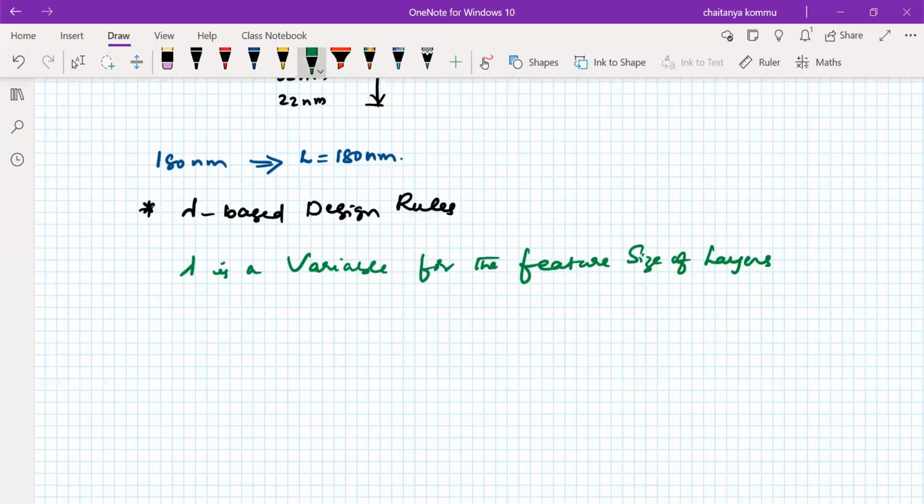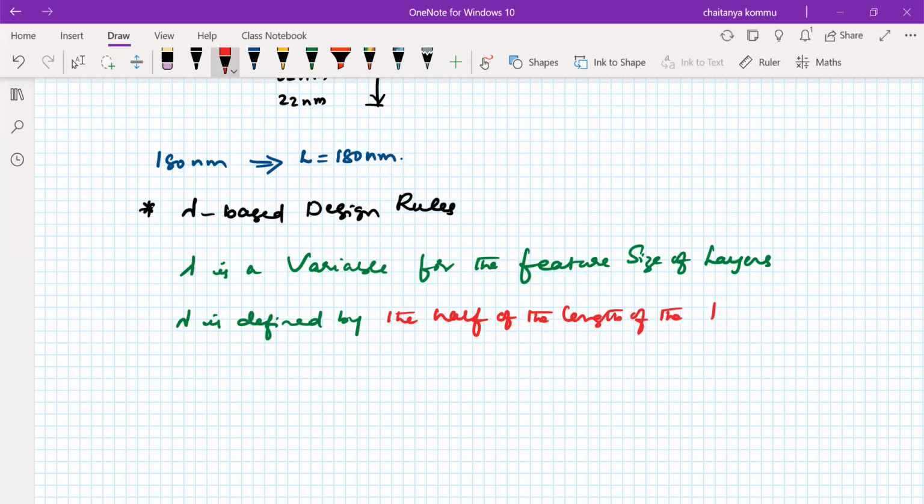And lambda is defined as half of the length of the transistor. That's what we can define. So lambda is defined by L divided by 2. We normally consider it in this way. That means that I can define all the materials, all the feature sizes, in terms of lambda only.